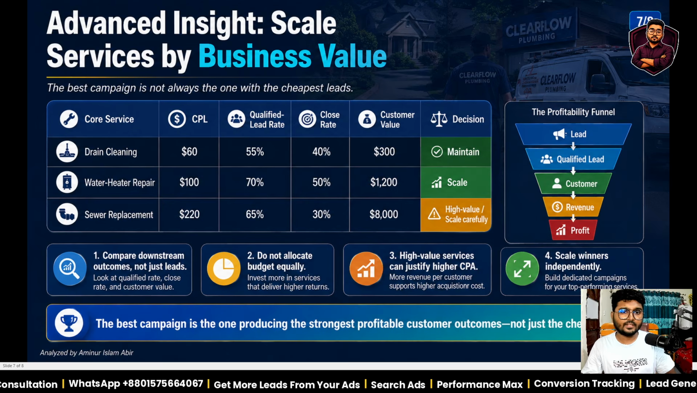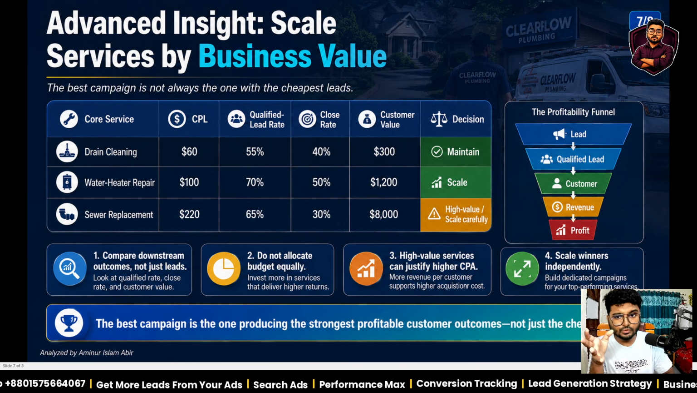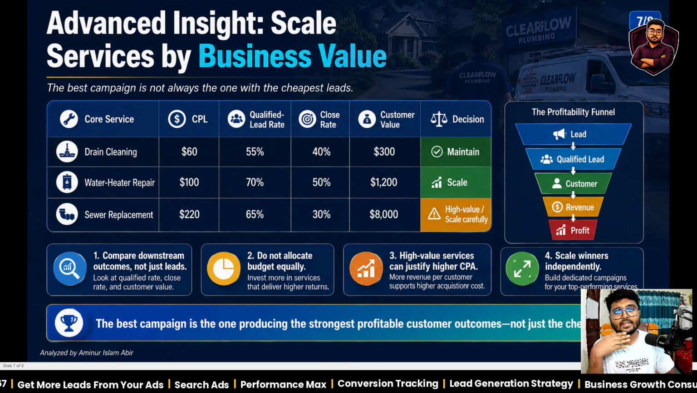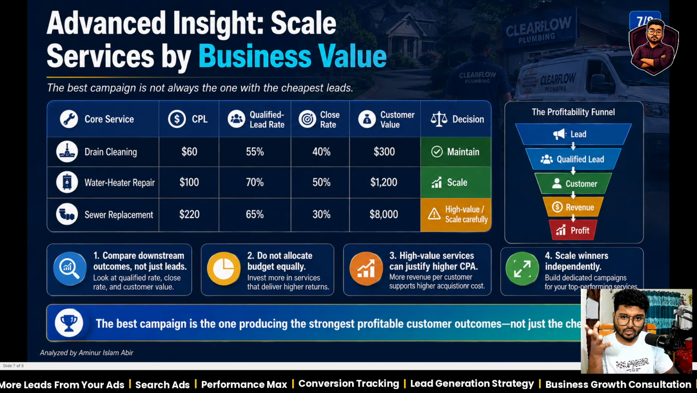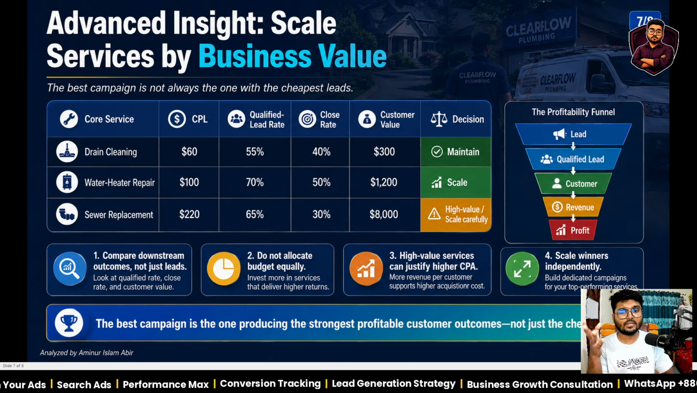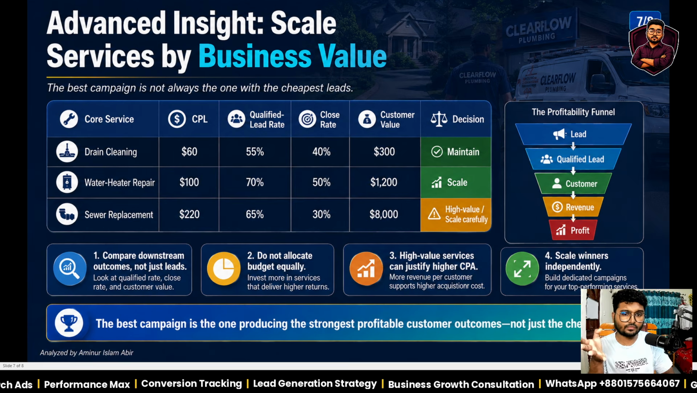This is my slide 7. Here I analyze advanced insight: scale services by business value. Campaign cost optimization should not stop at lead or CPL. Experienced advertisers compare the complete customer journey. Important metrics include qualified lead rate, appointment rate, close rate, customer acquisition cost, revenue, and gross profit.